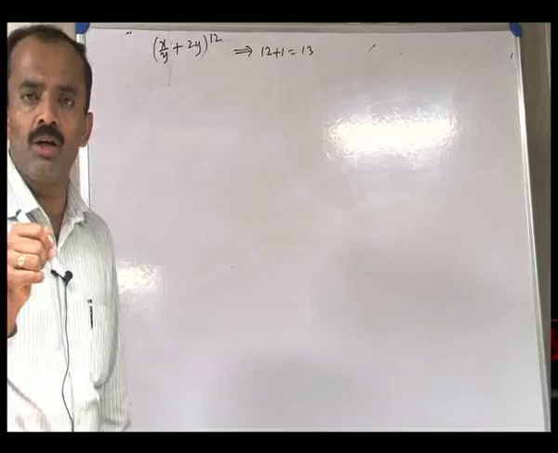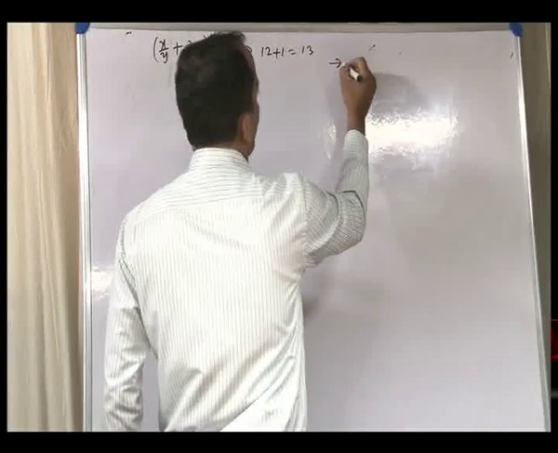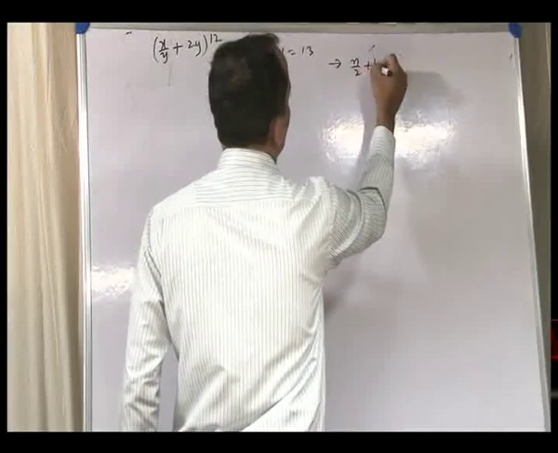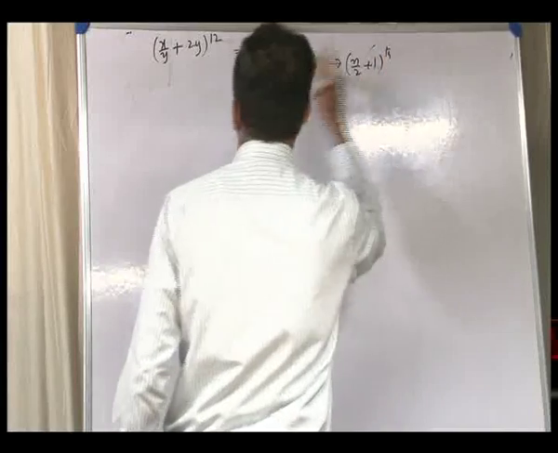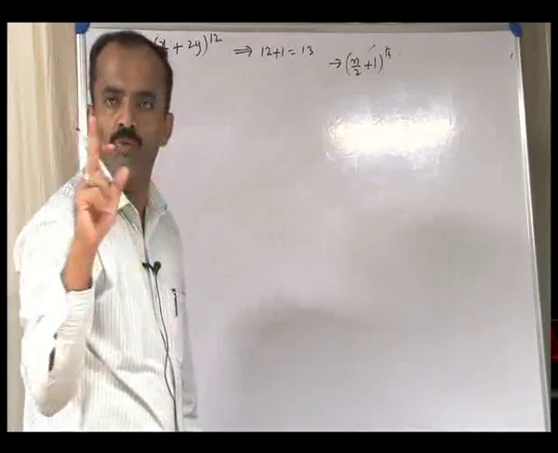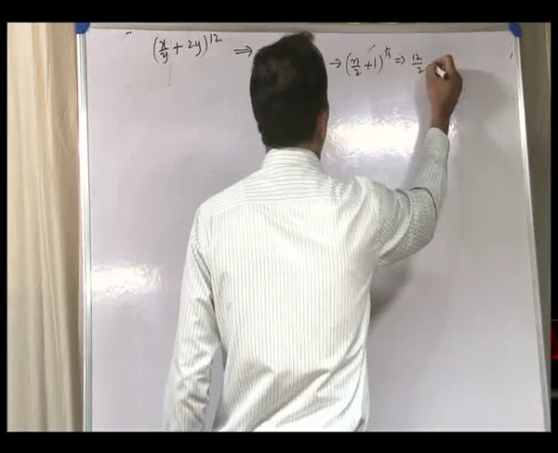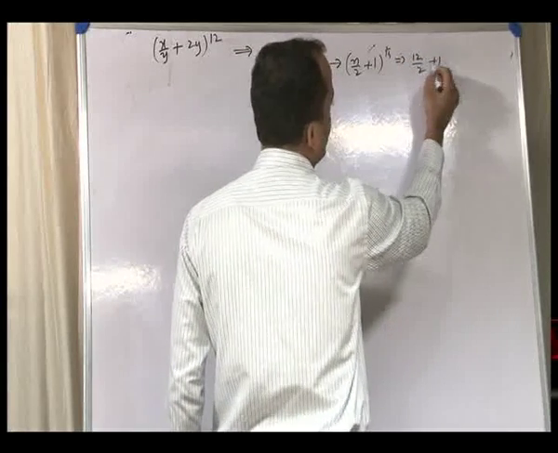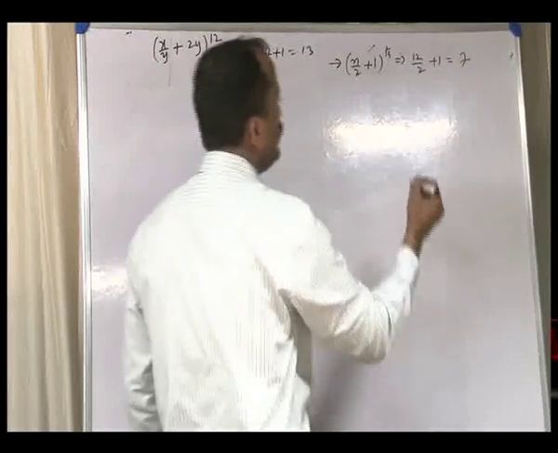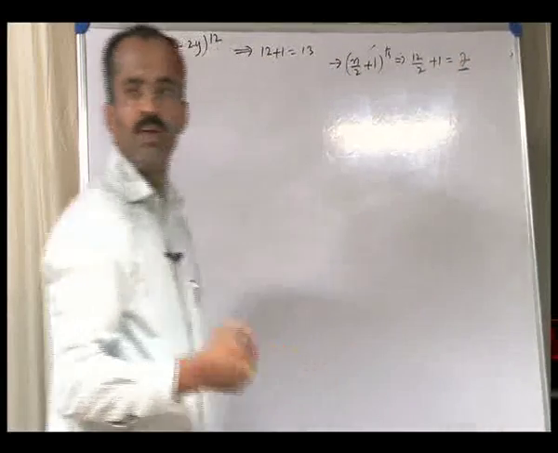So, which is the middle term? The middle term is the (n/2 + 1)th term, because here the power is even, so we get only one middle term. What is the n value? 12/2 plus 1. So, 12/2 is 6, 6 plus 1 is the 7th term. So, the 7th term is the middle term.